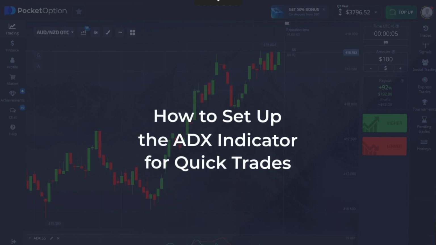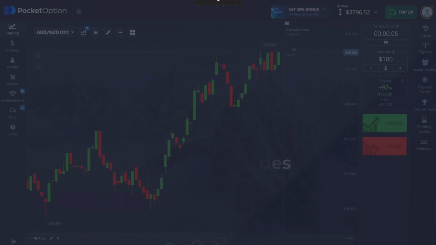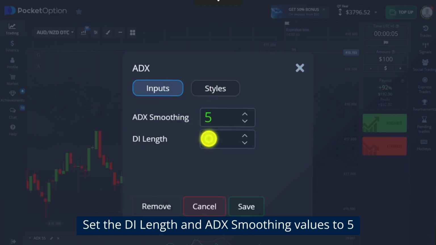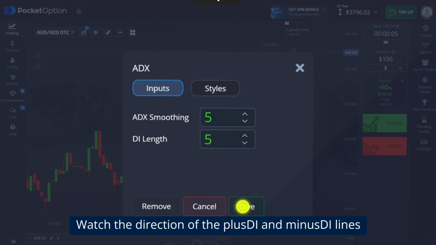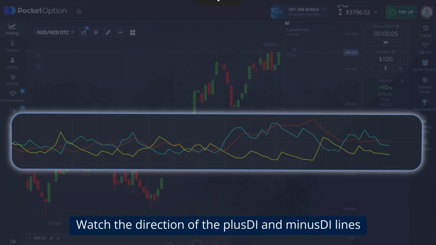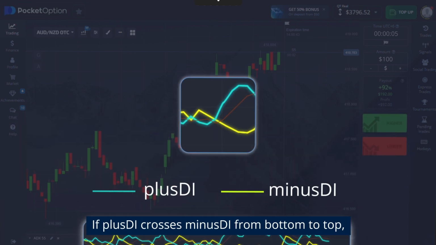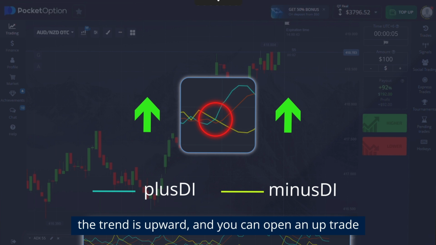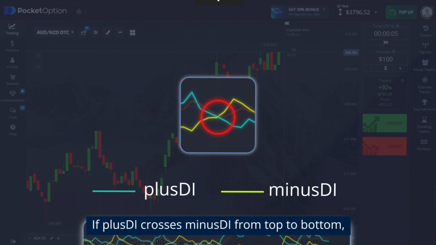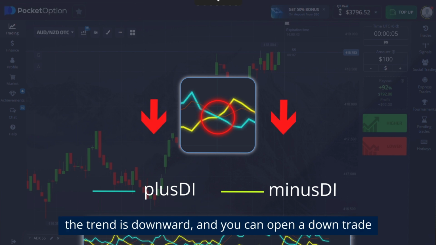How to set up the ADX indicator for quick trades. Set the DI length and ADX smoothing values to 5. Watch the direction of the plus DI and minus DI lines. If plus DI crosses minus DI from bottom to top, the trend is upward, and you can open an up trade. If plus DI crosses minus DI from top to bottom, the trend is downward, and you can open a down trade.